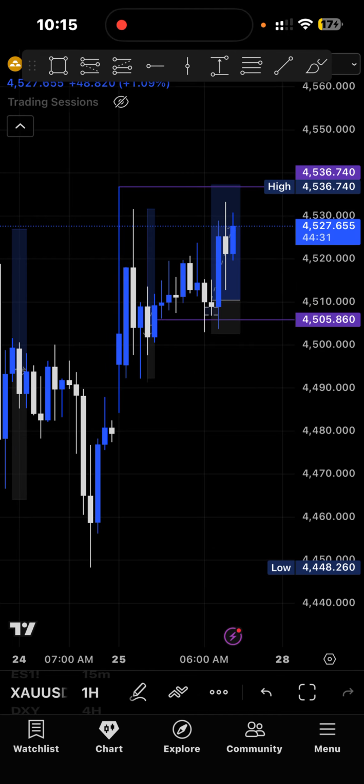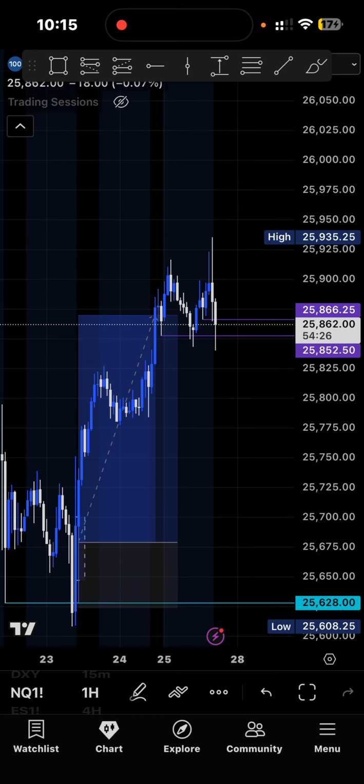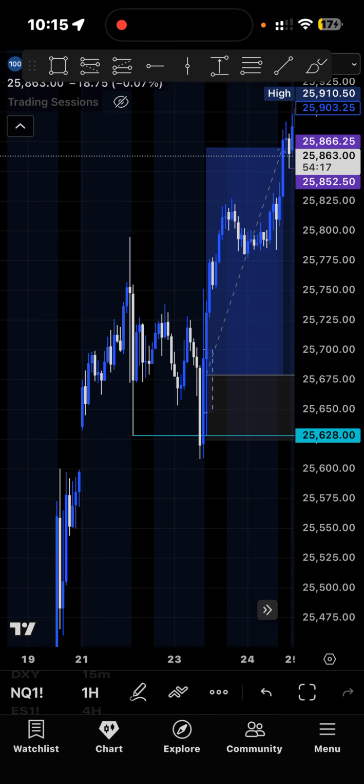It was super obvious. So now let's look at NQ, because there is a hypothetical trade I could have taken off this one, and this shows how my trades are supposed to look. So alright, bam.